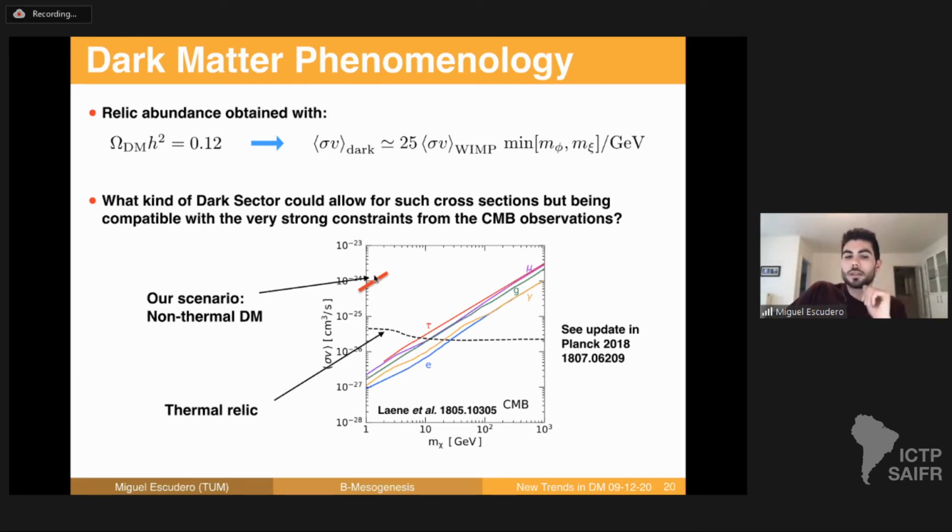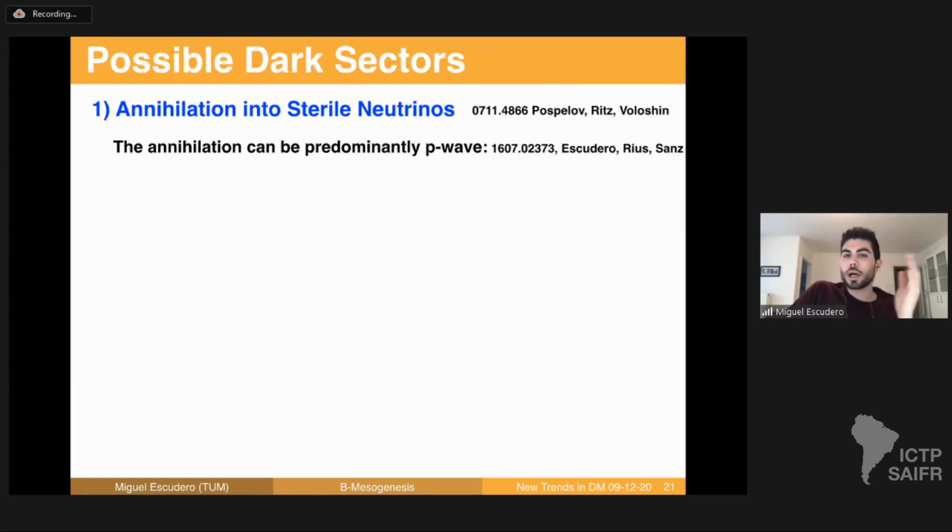What we did in the paper almost 2 years ago was to highlight 3 possibilities. One of them is that maybe dark matter annihilates into sterile neutrinos. Why is this a good possibility? Well, the annihilation can be predominantly P-wave, and then you don't have any signals at Planck because you only constrain S-wave annihilating relics with the CMB.